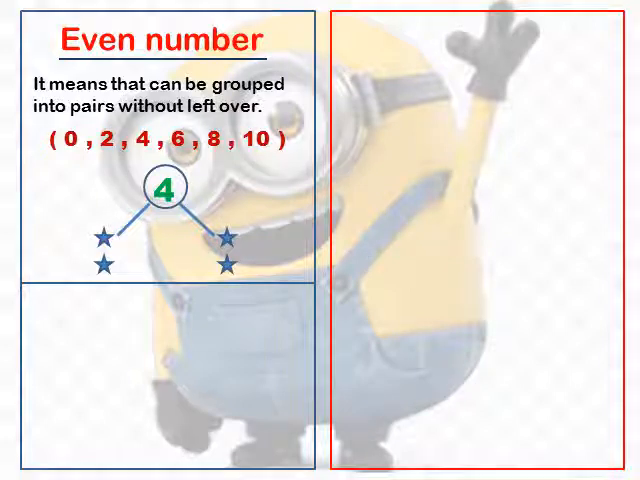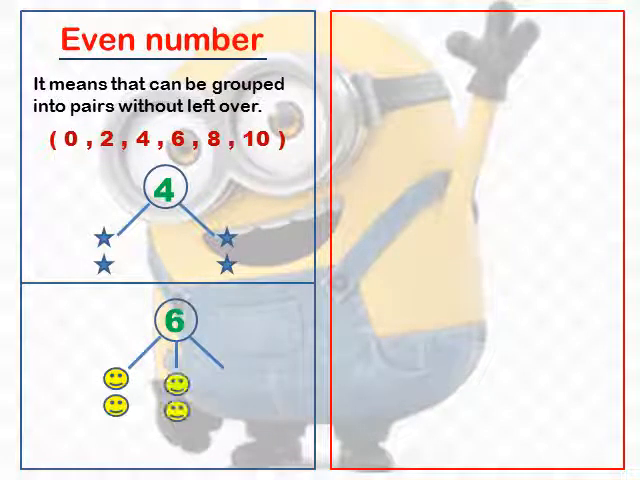Let's see another example. If we have 6 and I want to know, is it an even number or an odd number? Let's put it into pairs. So 2 plus 2 plus 2. Pair means 2 once, okay? So 2 plus 2 plus 2 gives me 6. Do I have any left over? No, I don't have. So it's an even number, okay?